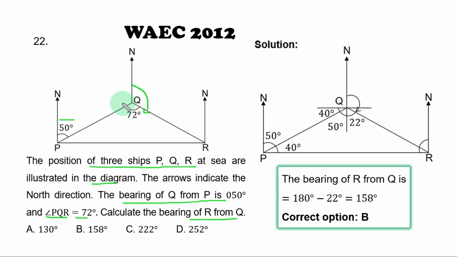But we need to adjust this point. So let's have the complete 4 cardinal points here. So let's take this one down. So this angle here 50 is equal to here 50 degrees. So to have this 72 degrees, this part must be 22 degrees. That is what you have here. The required bearing is from this point to this point. This whole side is 180 degrees. You simply subtract 22 degrees from it, and you have 158 degrees. The correct option is B.